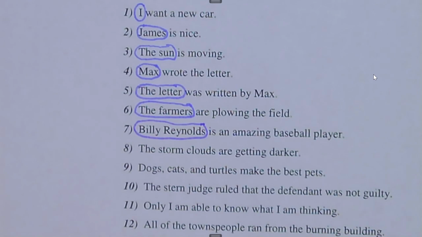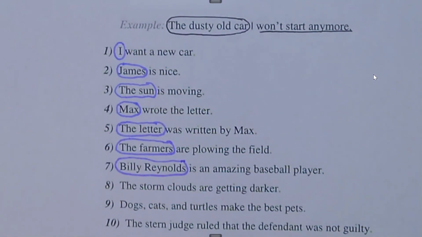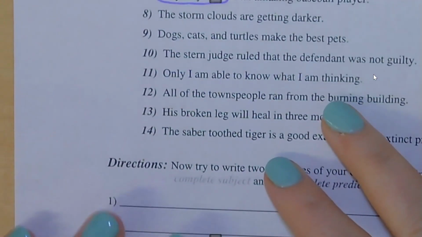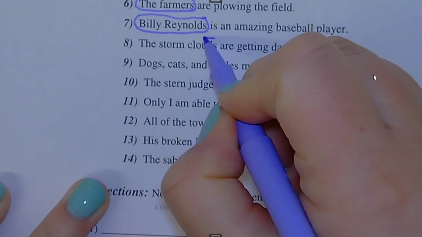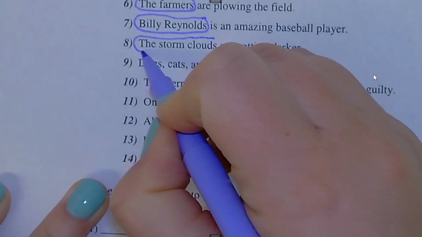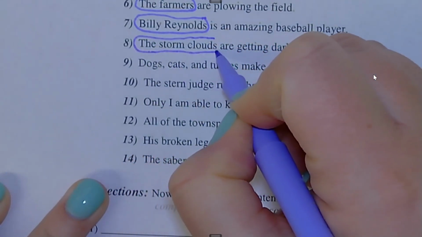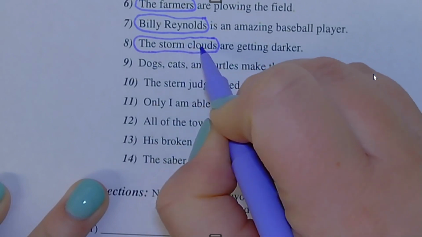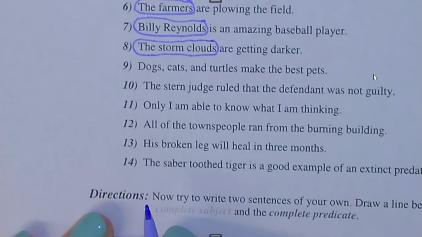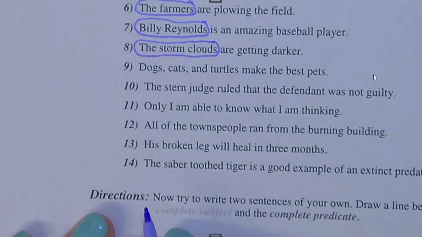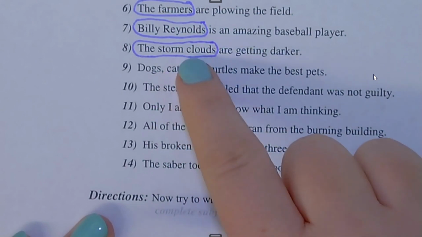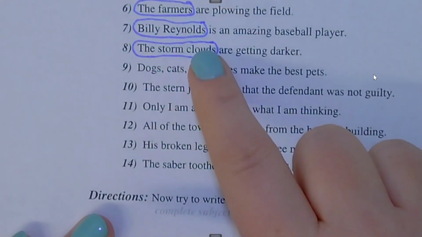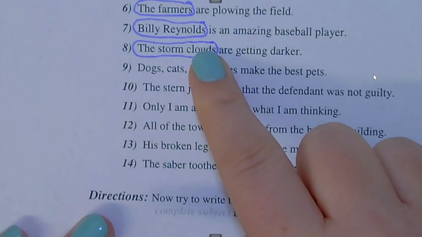The storm clouds are getting darker. Who or what are getting darker? The storm clouds. So this entire phrase is the subject. Don't leave any words out. It is not just storm clouds. Okay? It's the storm clouds. What about the storm clouds? They're getting darker. So this sentence is about the storm clouds. So you don't want to leave any words out of your subject.